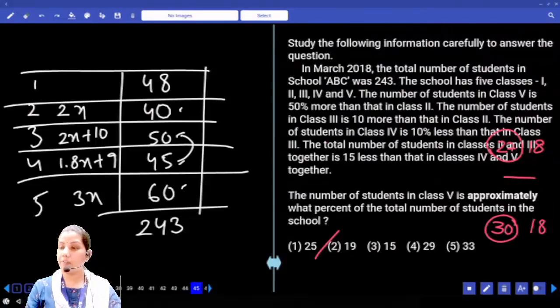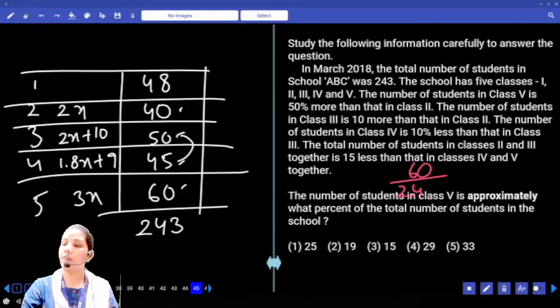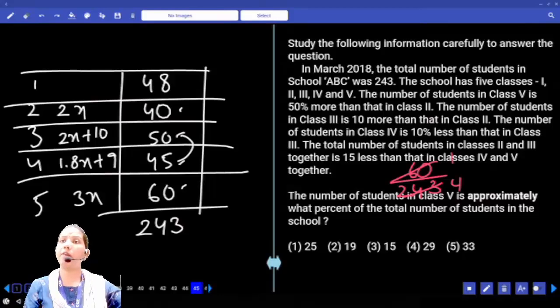Next question number 45. The number of students in class 5 is approximately what percentage of the total number of students in the school? What is the class 5 total? 60 is what percentage of the total students, 240? Approximately 1/4 only, since 64s are 240. So it is approximately 1/4. What is 1/4 in percentage form? 25, first option. Only approximate, that is 25.